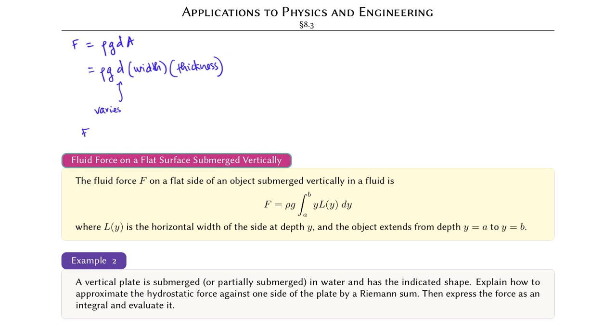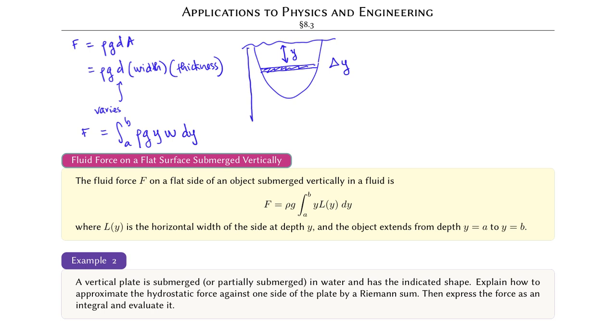The force is the integral of rho g, which are constant, times the depth times the width, and the thickness is dy. Oftentimes, in a thin vertical plate, the width of the slice depends on how far below the water level the slice is. For example, in this figure, the width is longer for the slices near the surface of the water. Thus, the width is a function of y.